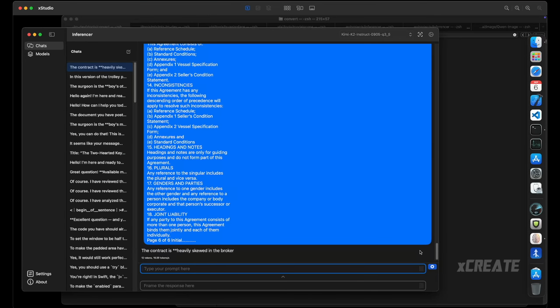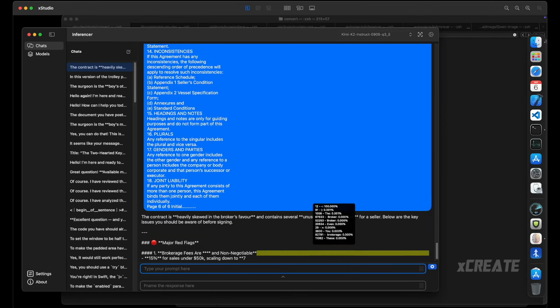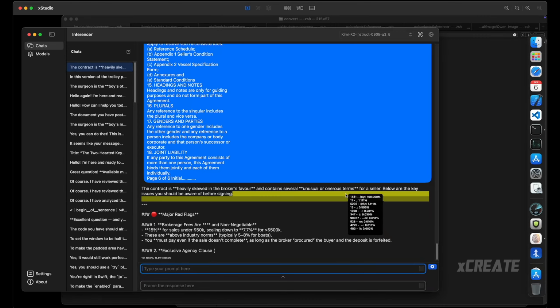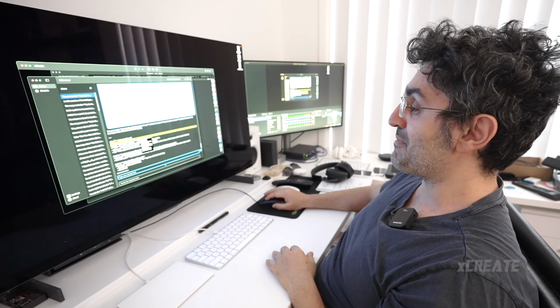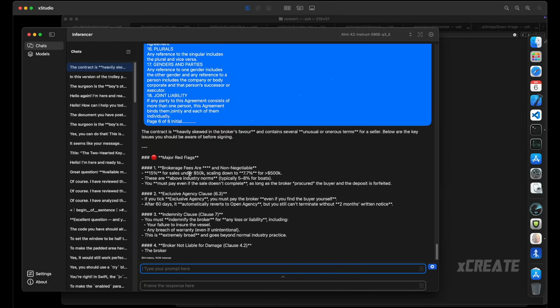So you can see right there, it says the contract is heavily skewed in the broker's favor and contains several unusual and onerous terms. I'm going to have to put a thesaurus in this so I can actually understand what these words mean. Major red flags. Let's just turn this off. Brokerage fees are non-negotiable, are fixed. There's a bunch of stars here.